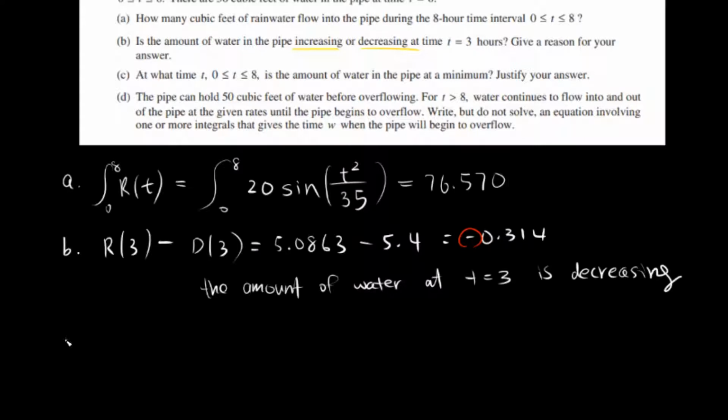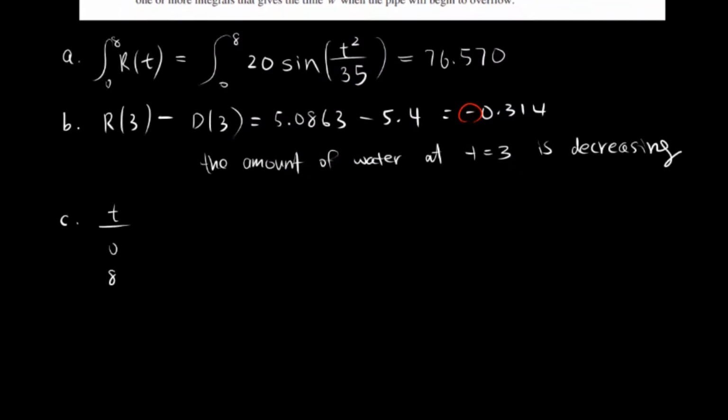So for part C, we know that the minimum could occur when t is equal to 0 or when t is equal to 8, because those are our two endpoints. Now let's see if there are any critical points to test. Critical points occur when the derivative is 0 or does not exist, and the derivative is the instantaneous rate of change of a function. So the derivative for this question would actually be r of t minus d of t, because this is the net change being gained, and this is the net change being lost.